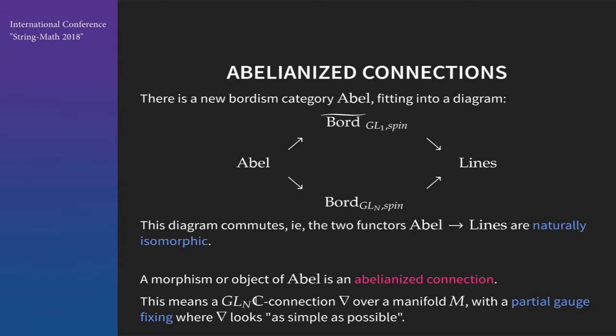So we start with this category of Abelianized connections, which I'm going to define for you momentarily. And then we have two ways of going around this diagram. Given an Abelianized connection, we can either take the GL1 connection part of it and then apply the topological field theory to that, or we can take the GLN part of it and apply the topological field theory to that. So there's two different ways of going around this diagram. You get two different functors from Abelianization to lines, and the statement is that those two are naturally isomorphic. That's the fancy way of saying it.